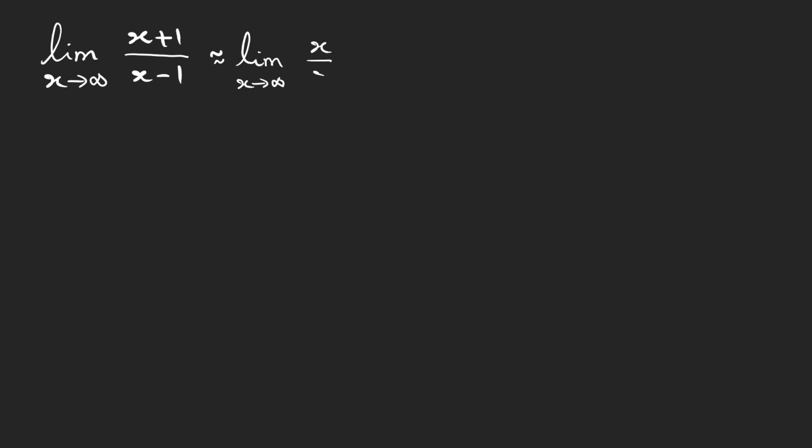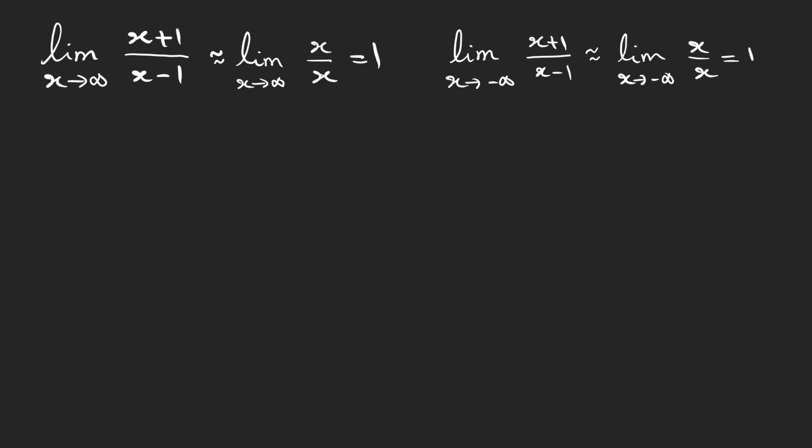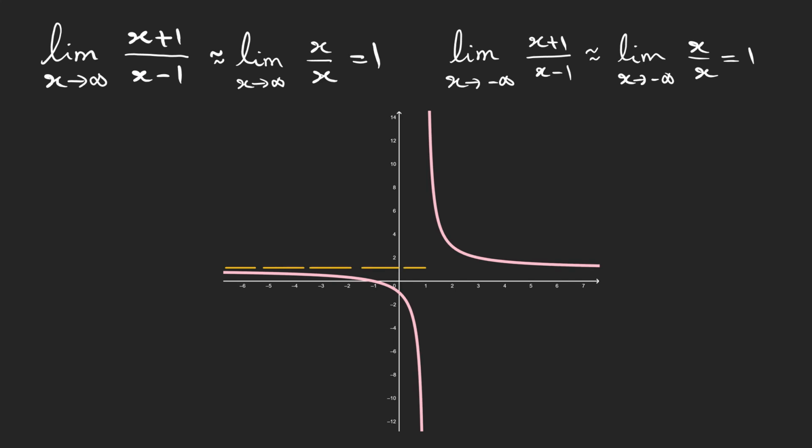At very large x, x plus 1 and x minus 1 can be treated as x because minus 1 and plus 1 would be very small in comparison with x, and the limit becomes 1. This also applies for the limit when x goes to negative infinity, and the result is again 1. As you can see in the graph of this function, there is a horizontal asymptote at y equals 1.